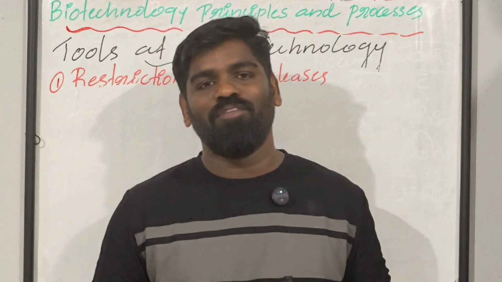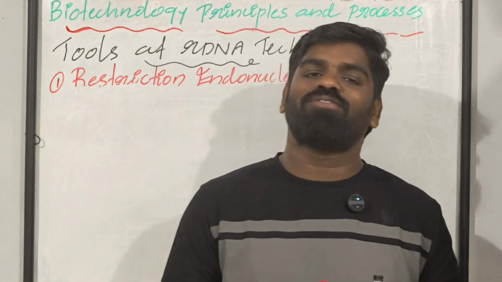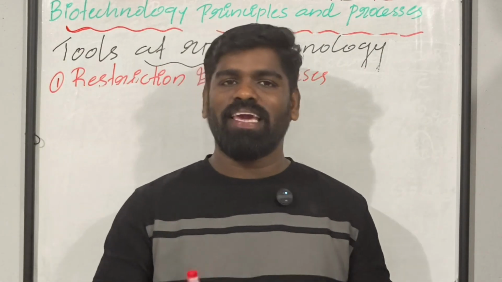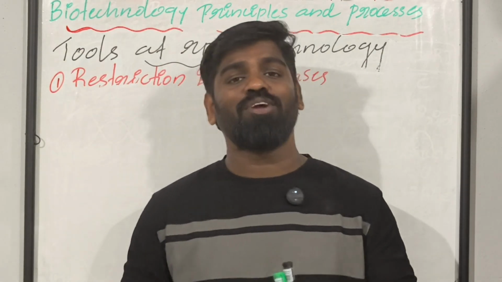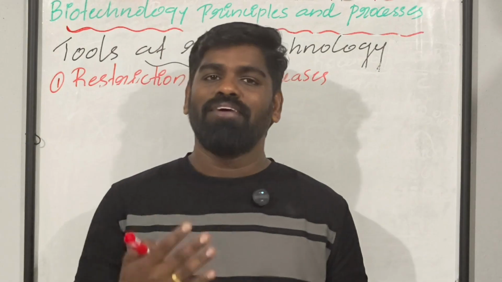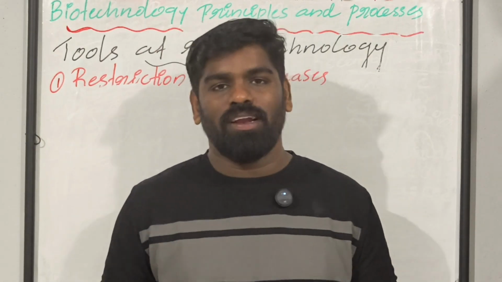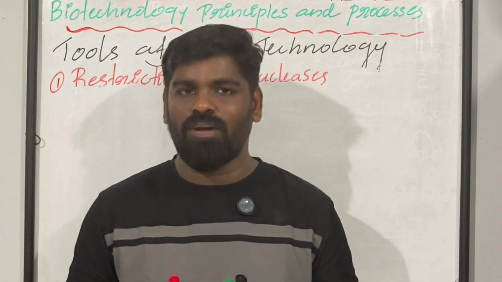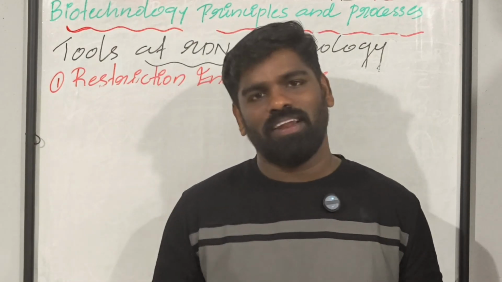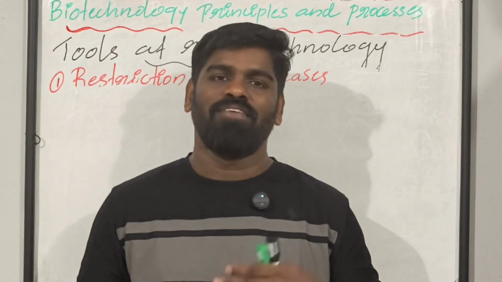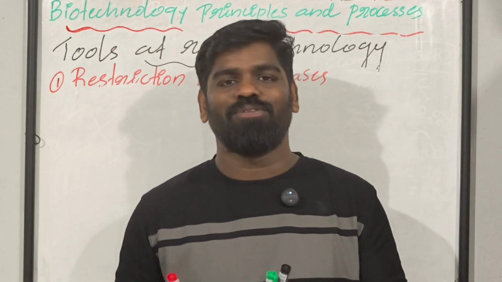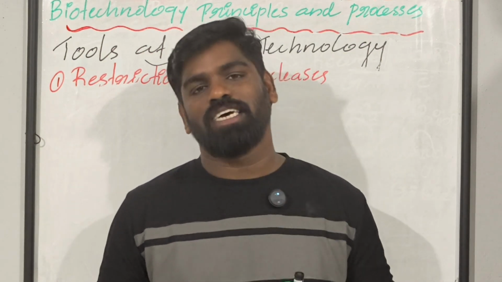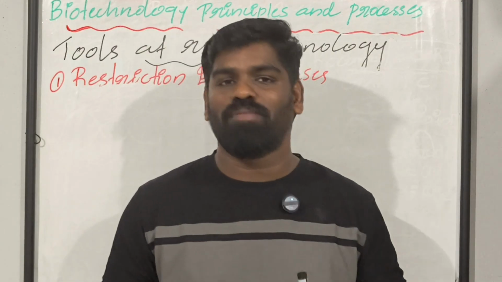Now we are moving on to the topic tools of recombinant DNA technology. As I have already told you, for making recombinant DNA we have to use many tools. We need a molecular scissor for cutting the DNA, and a molecular glue for joining the DNA, as well as DNA polymerases and a host, and so on. So we are going to go through each and every tool required for making a recombinant DNA.